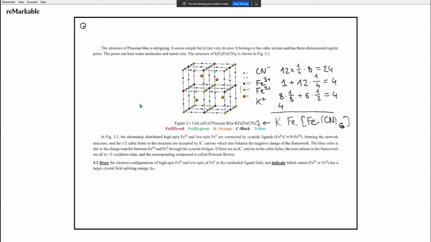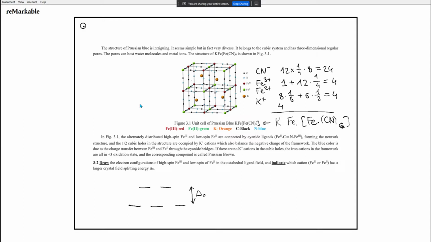Now the next question, 3.2, is the one where we would like to go into the d level splitting, and that is about drawing the electron configuration of high spin ferrum 3 and low spin ferrum 2. And that is an amazingly simple question, because in the octahedral ligand field, the splitting diagram looks like this. So instead of 5 d orbital levels of the same energy, we will have 3 and 2 split. That is called the splitting parameter delta O.